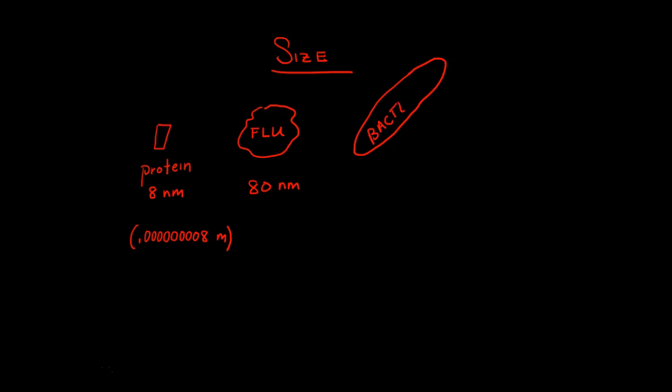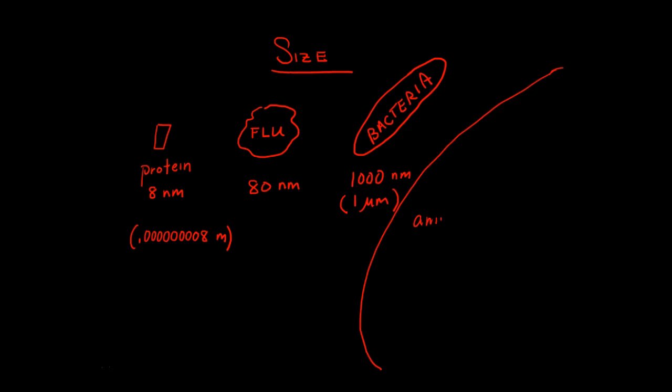But a bacterial cell is about 1,000 nanometers, otherwise known as 1 micron. And then if you compare that to an animal cell, it may be 50,000 to 100,000 nanometers in size.